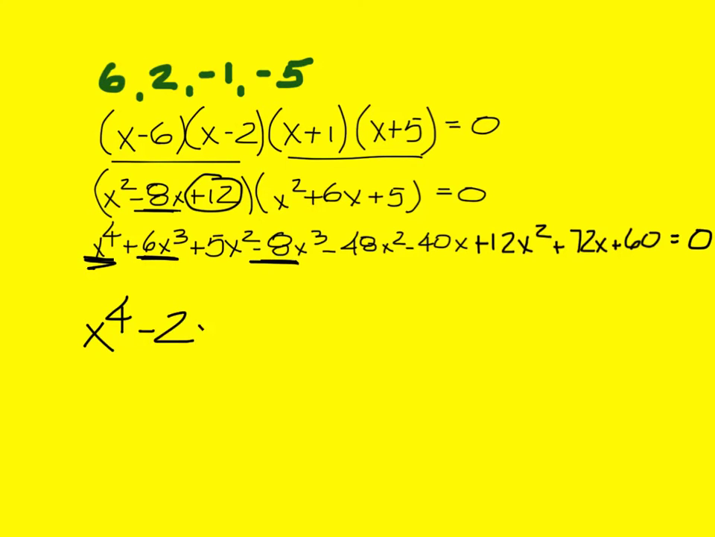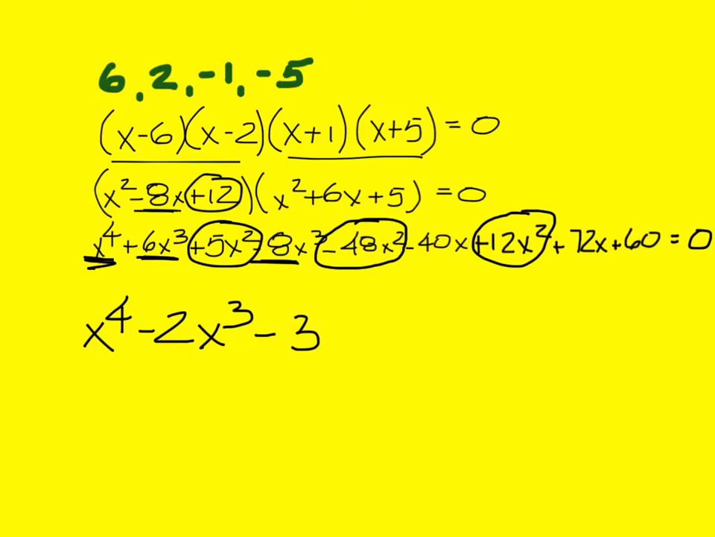Now you should have x to the 4th from this, and then 6x to the 3rd minus 8x to the 3rd is negative 2x to the 3rd. And then 5x squared minus 48x squared is negative 43x squared plus 12x squared is a negative 31x squared. You have minus 40x plus 72x, which will be a plus 32x, and then plus 60 equals 0.